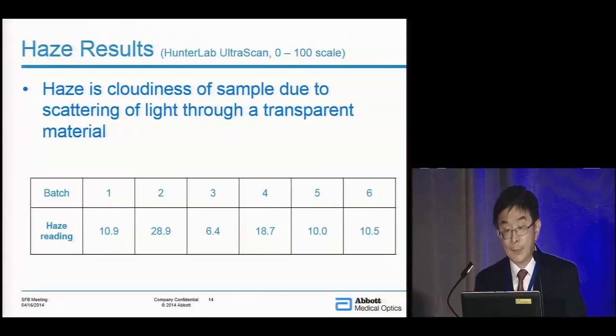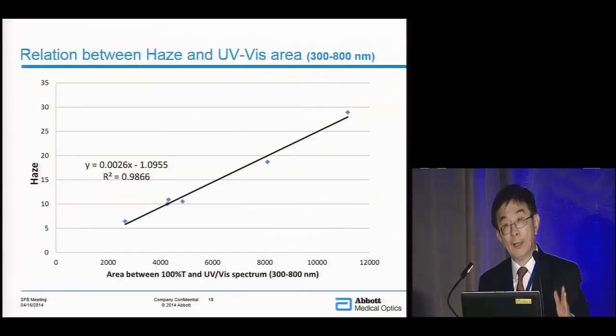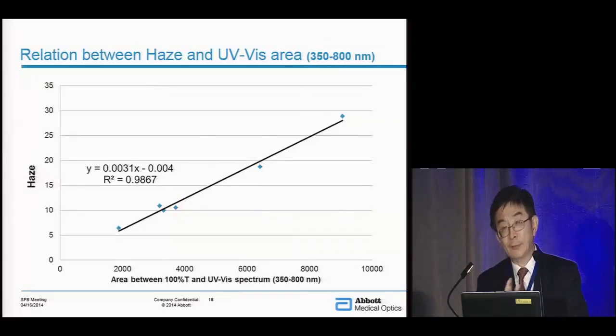So what we did is we made a plot to see what happened. This plot has the haze level on the y-axis, the haze from the Hunter meter spectrophotometer, and the x-axis is the percent T UV spectrum, the yellow curve, if people remember the yellow curve. This is from 300 to 800, the whole spectrum we calculate. From here, we get an equation with a pretty good linear correlation, 0.9866. Then we say, how about the haze level by 350 to 800? We get a different equation, even better, with a linear correlation of 0.9867.